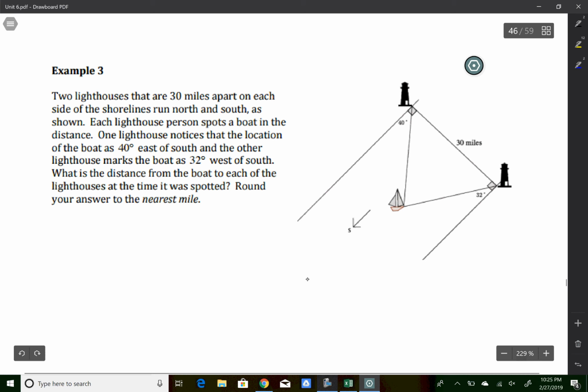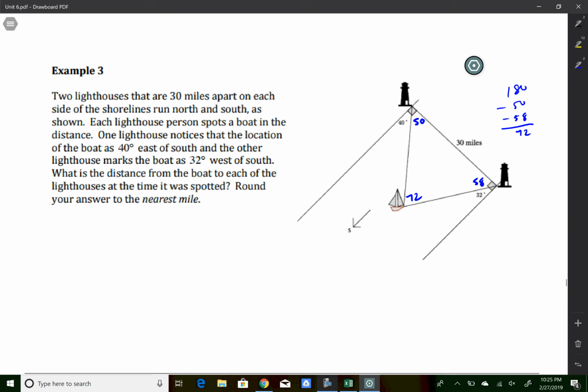But since there's a 90-degree angle between the shoreline and the line of sight from one lighthouse to the other, I know this is 50 degrees. And I know this is going to be 58 degrees because 90 minus 40 is 50, 90 minus 32 is 58. And if I take 180, subtract 50, and subtract 58, that gives us 72 for the remaining angle.